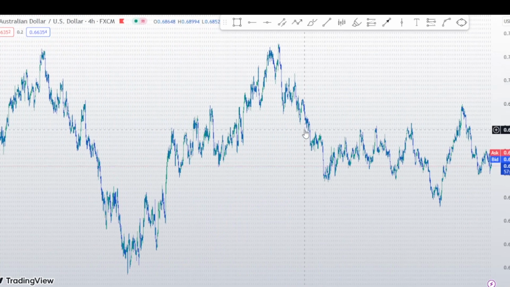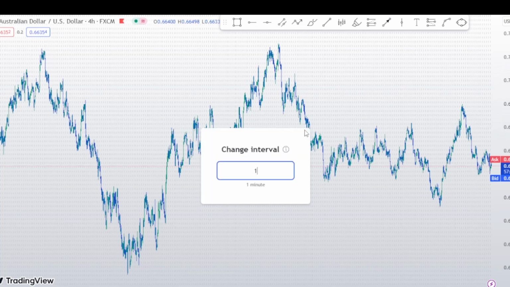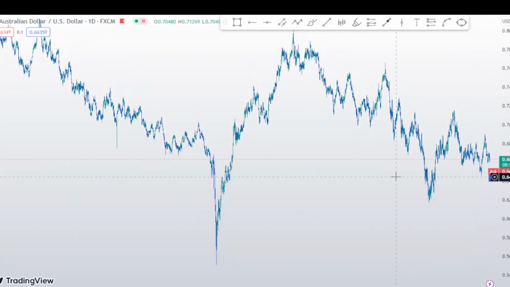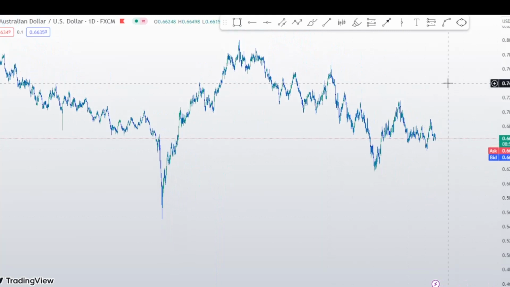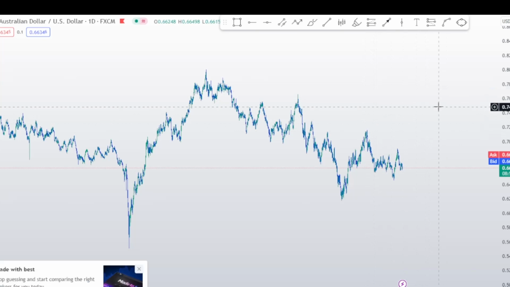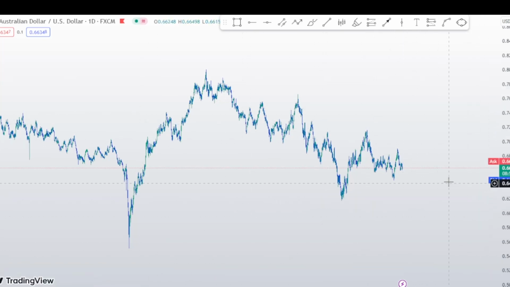Okay, so we're going to start on a higher time frame. We're going to go to daily. There are steps that you need to follow if you want to get this breakout momentum. If we look at this chart, the first step that you need to follow is identifying your key levels.